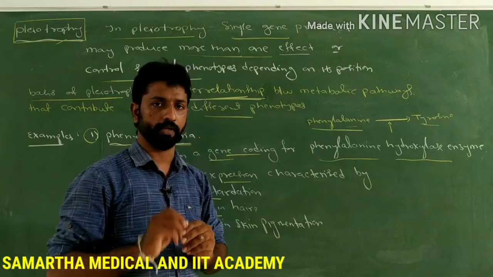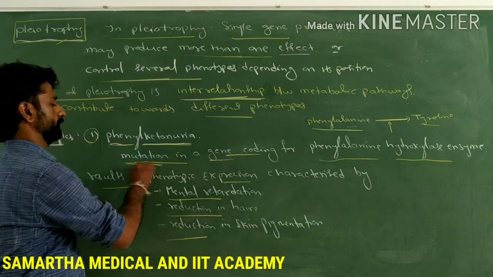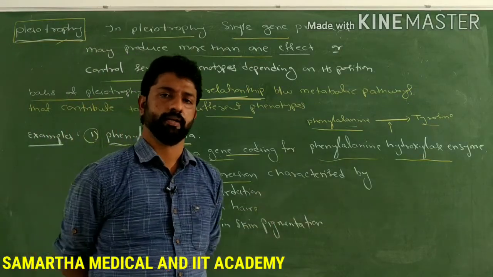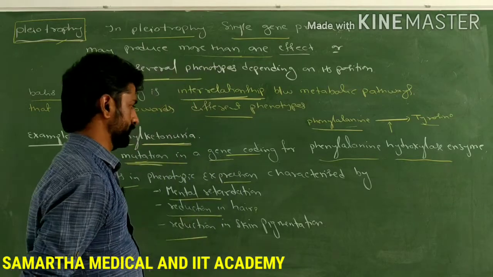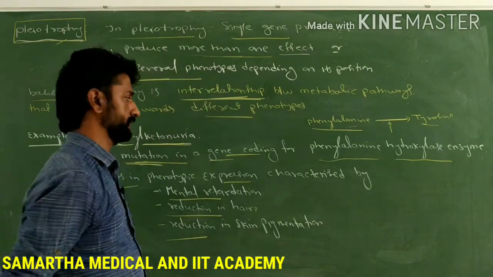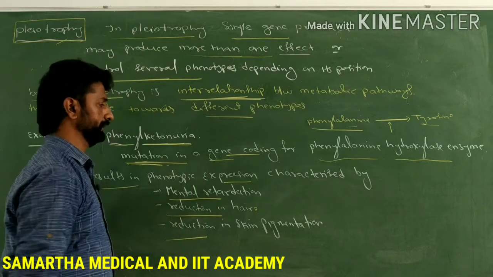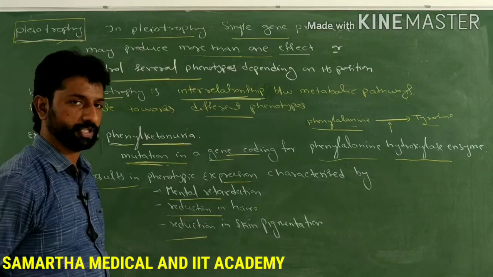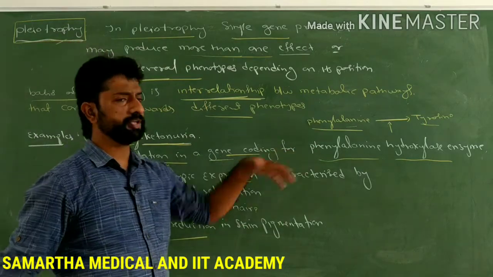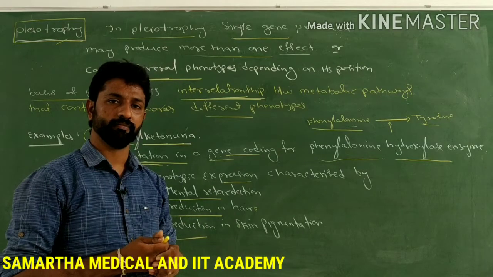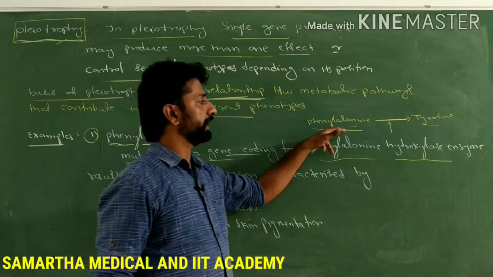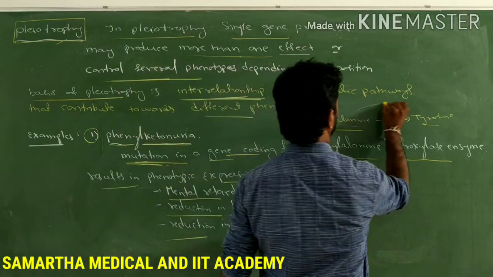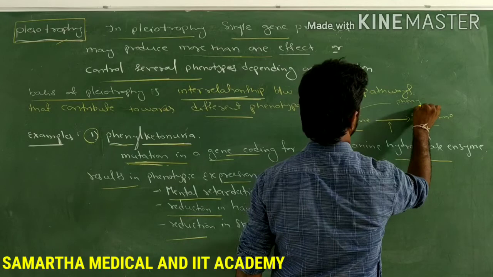That is one phenotype. But if the same gene undergoes mutation, meaning changes in its sequence or genetic information, that is called mutation. The mutated gene then fails to synthesize the phenylalanine hydroxylase enzyme. When this enzyme is not produced by the mutated gene, what happens? Phenylalanine, instead of being converted into tyrosine, gets converted into phenylpyruvic acid.